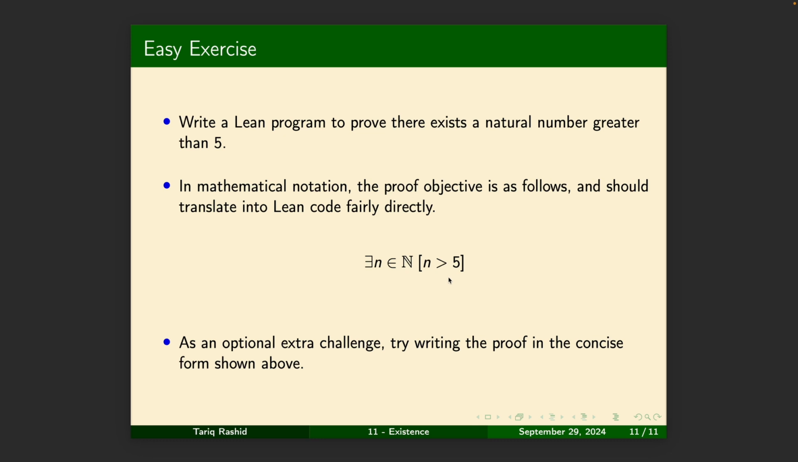And actually we showed you how to do that. You can pick 6, 7, 8, 9, 10, a million. So the proof shouldn't be difficult, but have a go. And in this one, it should be simple enough for you to try writing the concise form as well. So have a go at that. Any problems, come back in the comments and we'll have a chat about it.